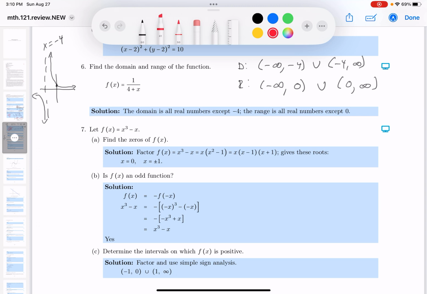Now granted, I'm going to look at the key, and someone says, you're looking at key, it looks a little different to me. It says the domain is all real numbers except minus 4. That's exactly what that says there, but in interval notation, right? The range of it is also all real numbers except 0, and that's exactly what this says over here. It's all the numbers except for 0.